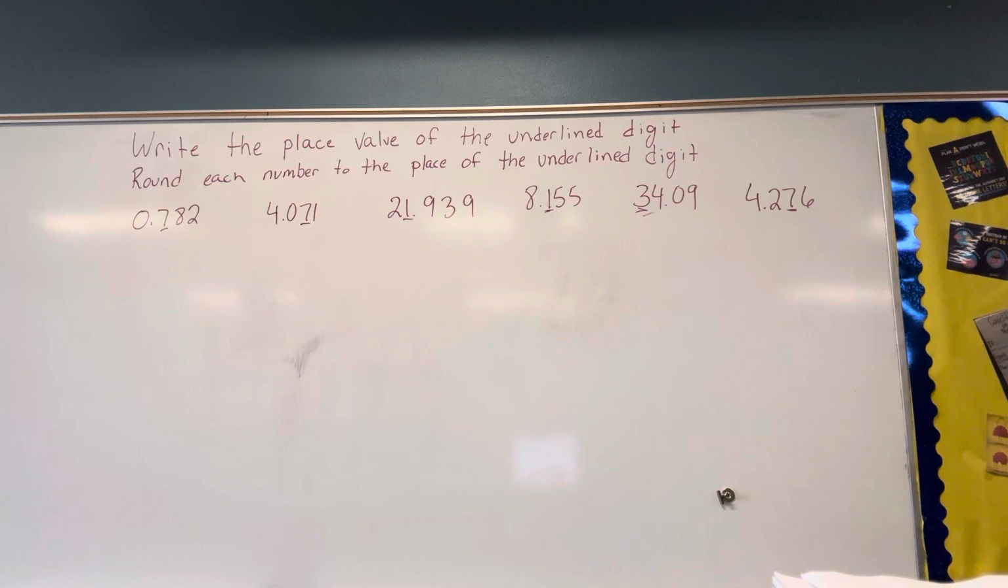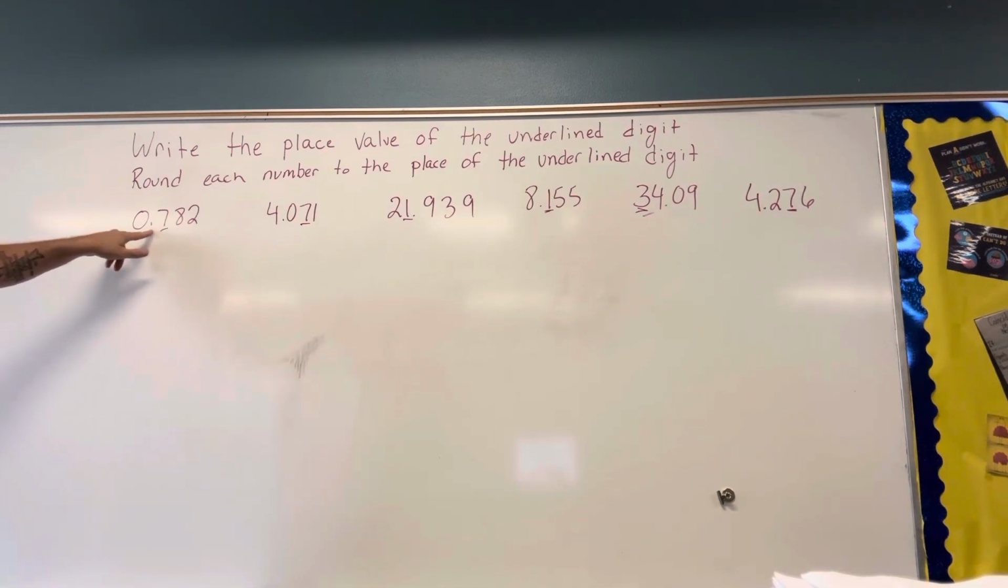The instructions for the first part said, write the place value of the underlined digit, round each number to the place of the underlined digit. So there were two answers for every single problem. The first answer is going to be the place value of the underlined digit.